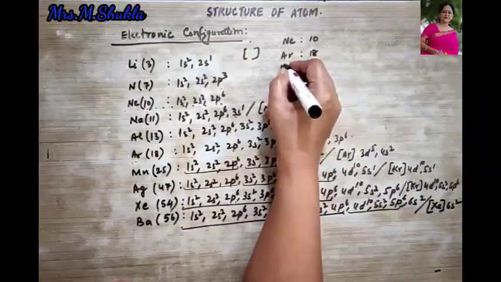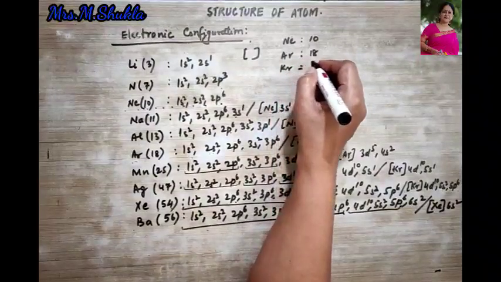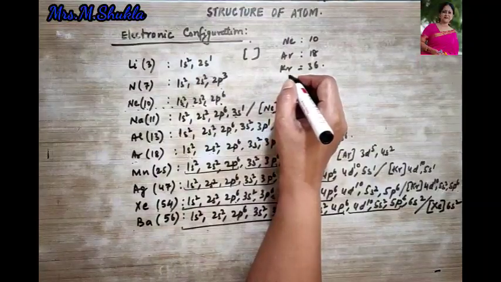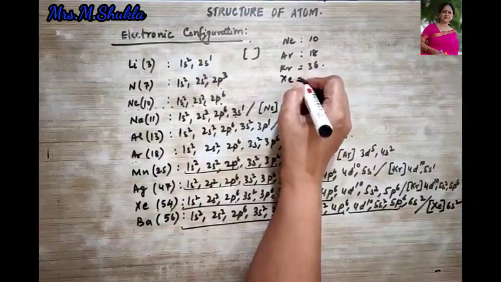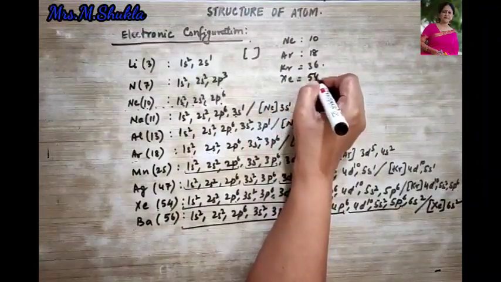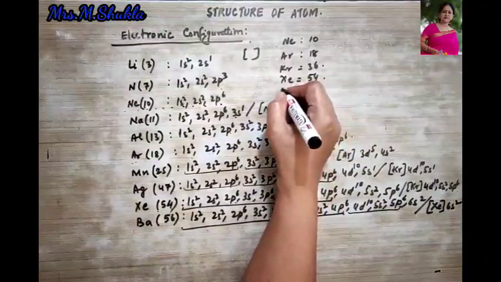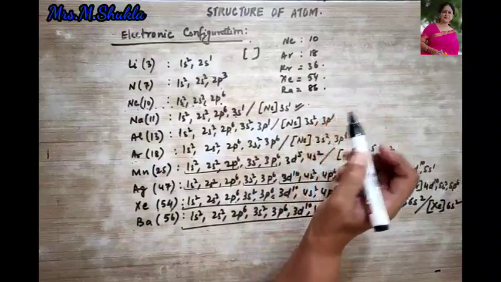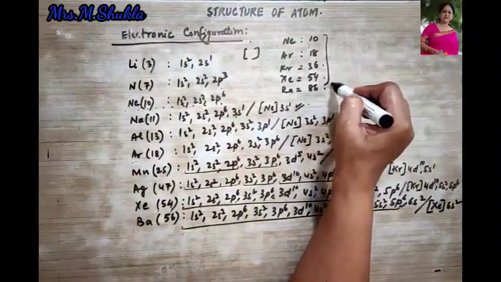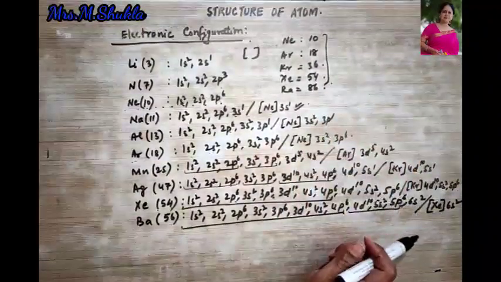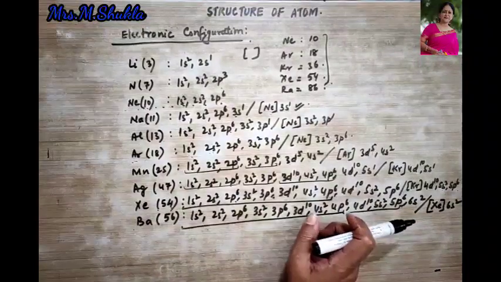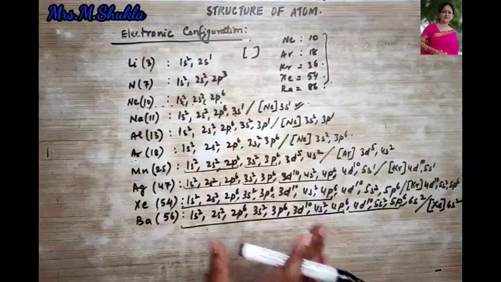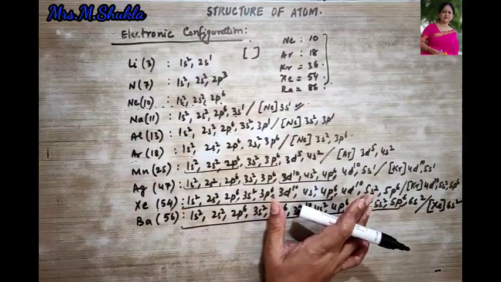Then is your krypton. Krypton is 36. Then after that is your xenon. Xenon is 54. Similarly, you have radon. Radon is your 86, and so on. So if you remember this, then only you can easily write down the condensed formula. I hope writing down electronic configuration is very clear to everybody. Okay.